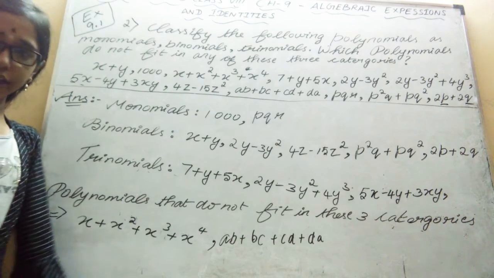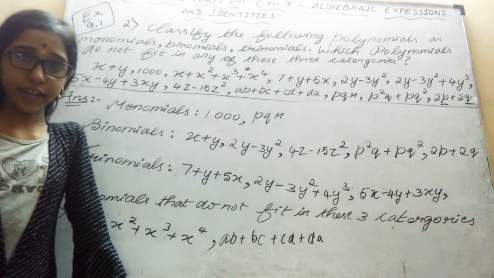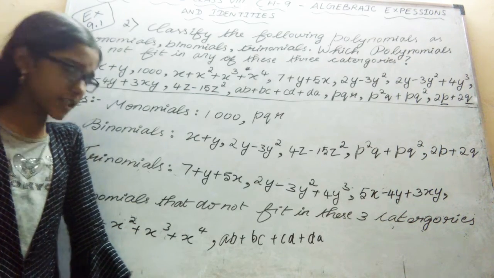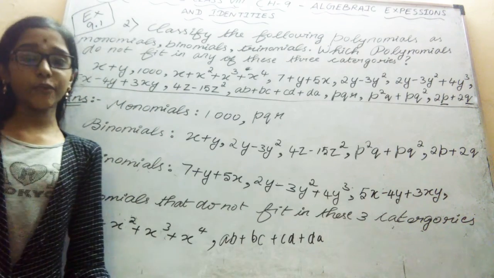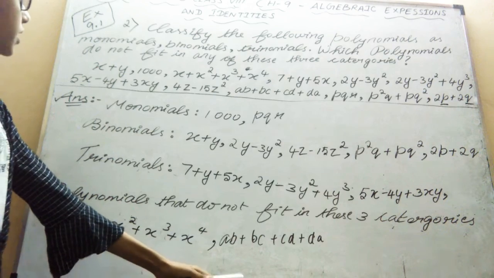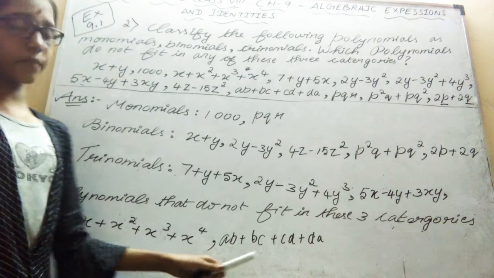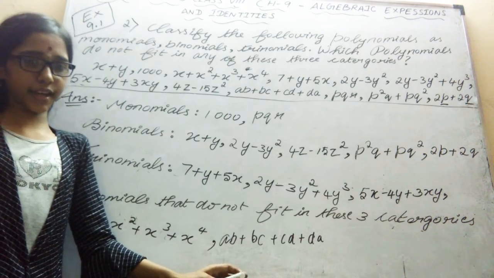Actually, I would like to mention one thing. Polynomials are expressions that contain one or more than one terms. So actually, all these have more than one term, so they fall under polynomials. But they are not mentioned in this question. We need to write the polynomials that do not fit in these three categories.